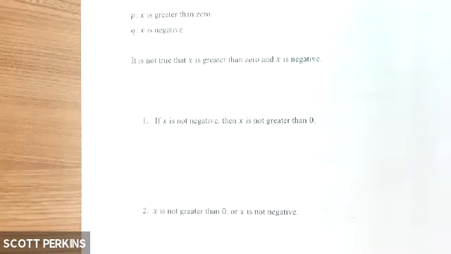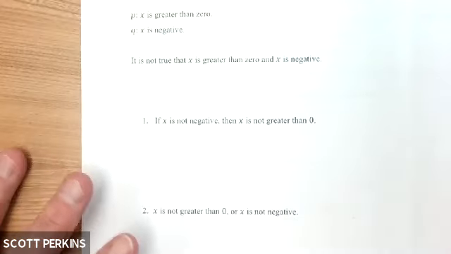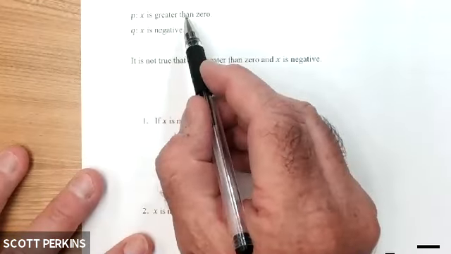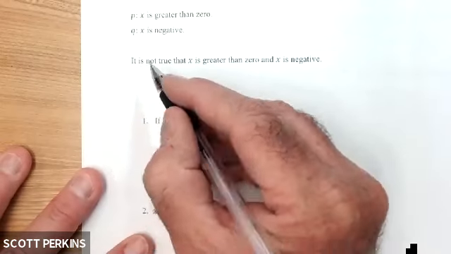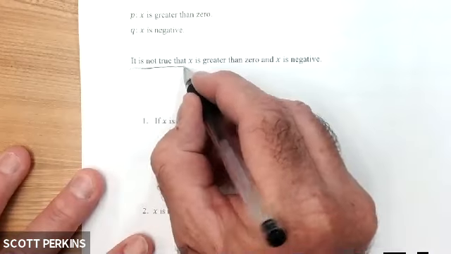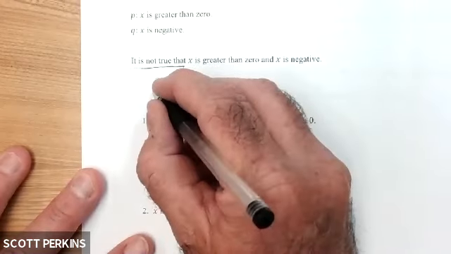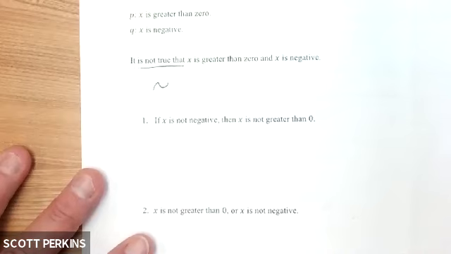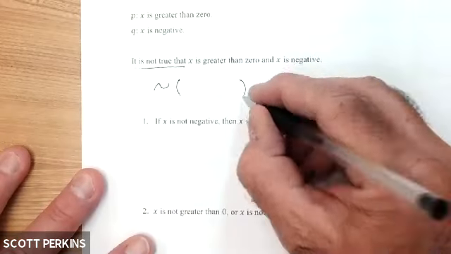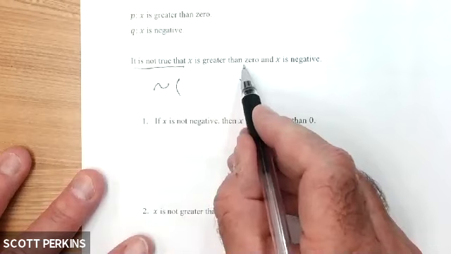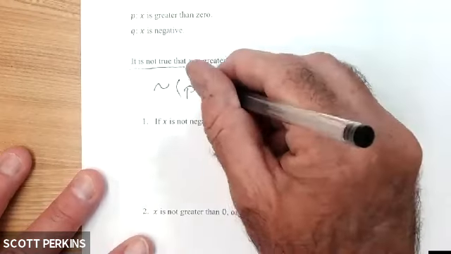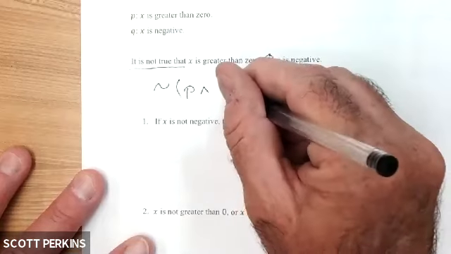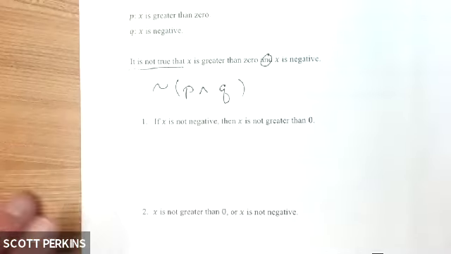Okay, so I'm going to get started. Compare yours with mine. Statement P is x is greater than zero. Statement Q is x is negative. So the given statement says it is not true that. Well, that's the same thing as saying it is false that. So that means I've got a squiggly, and I'll put some parentheses. x is greater than zero, that is simply statement P, and x is negative, that is statement Q. Okay, so that is the given statement written symbolically.